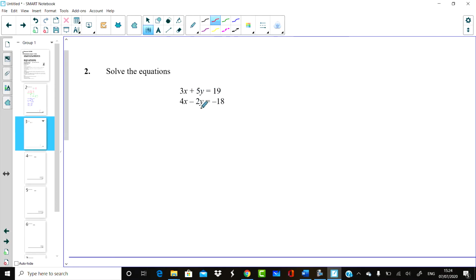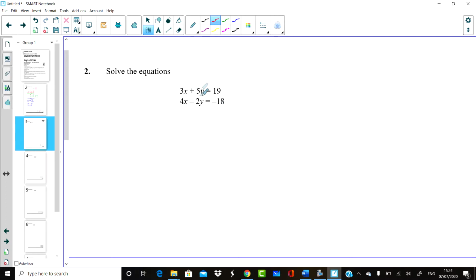to eliminate y, and then your first answer would be x, and then sub in to get your y, or you can eliminate x. So your first answer would be y, then sub that back in, and your second answer would be x. So in this scenario, I'm going to show you what it would look like if we eliminate y.